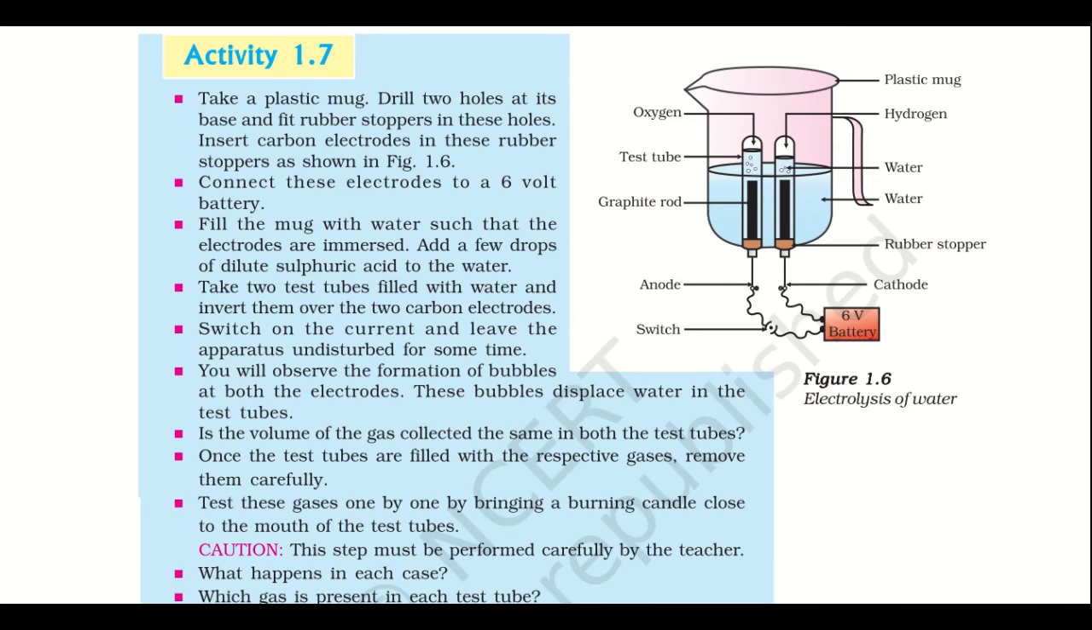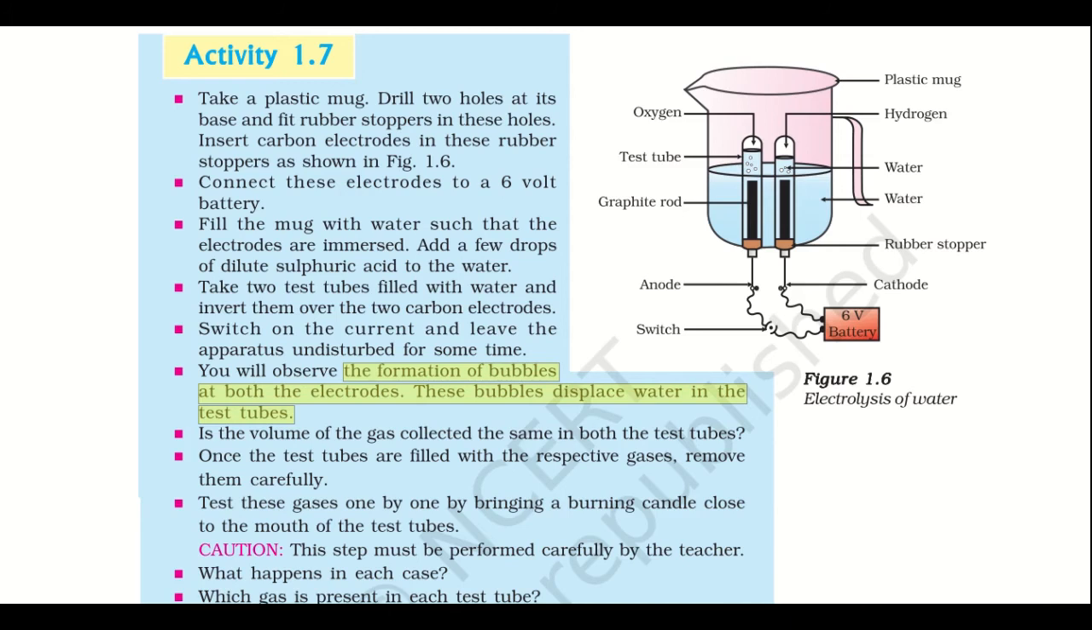Switch on the current and leave the apparatus undisturbed for some time. You will observe the formation of bubbles at both the electrodes. These bubbles displace water in the test tubes. So in each test tube you will observe bubbles forming. Now these bubbles fill the test tubes in uneven proportion. Is the volume of the gas collected the same in both test tubes?